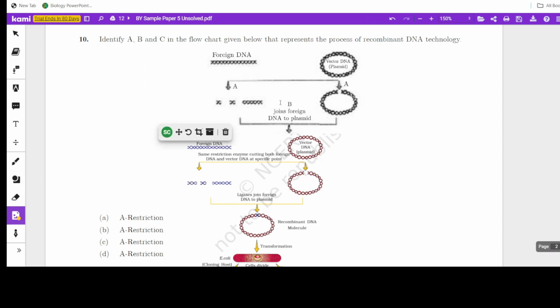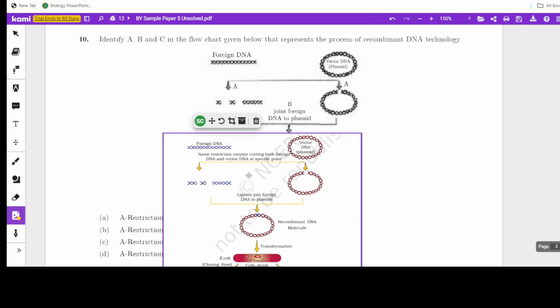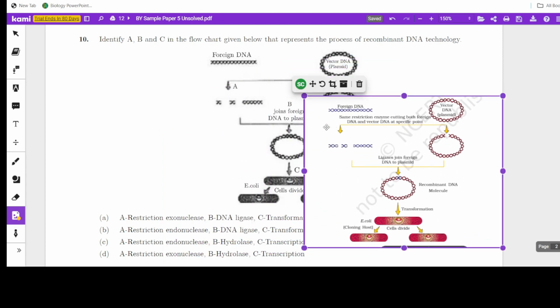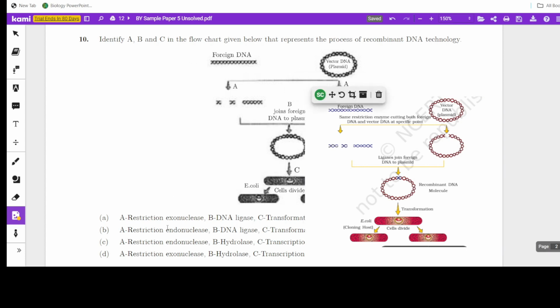So what does A stand for? The same restriction enzyme. And remember, what is restriction? Is it restriction endonuclease or restriction exonuclease? They've given here two, restriction exonuclease and restriction endonuclease. So there's confusion in it. Restriction endonuclease is the one which cuts the DNA at specific sites, whereas restriction exonuclease cuts the DNA at its ends. On the end of DNA they cut. So always endonuclease we use here for making the recombinant DNA.